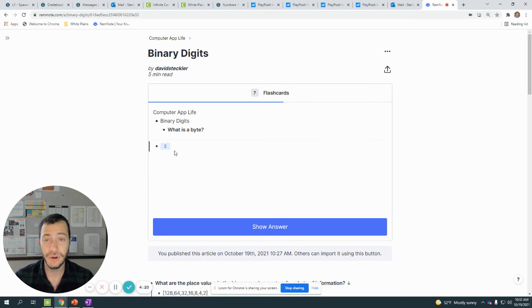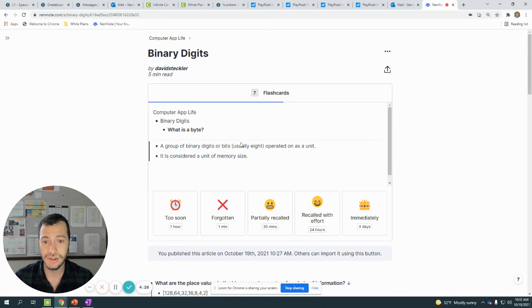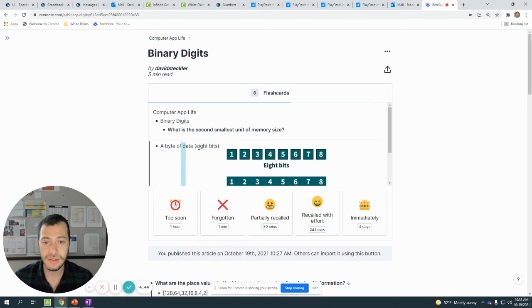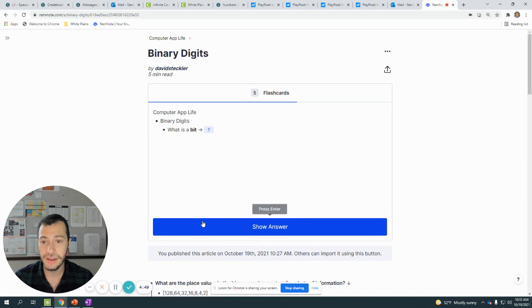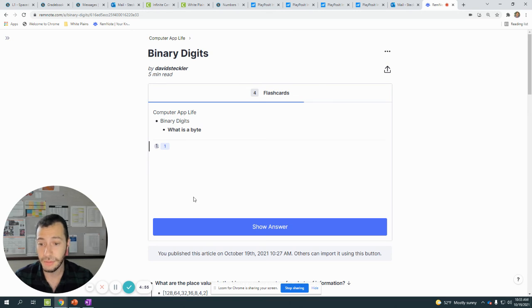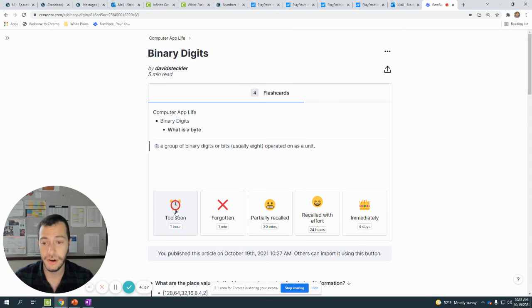What is a byte? It is a group of 8 bits, and it can be represented as a total of 8 digits, usually operated as a unit, and it's a unit of memory size. If you add up all of the different bytes of information, you can find out how much memory that is. The second smallest unit of memory size is, as we just said, a byte, and 8 bits make up a single byte of data. A bit is a binary digit. A byte is a group of 8 bits, usually operated on as a unit.